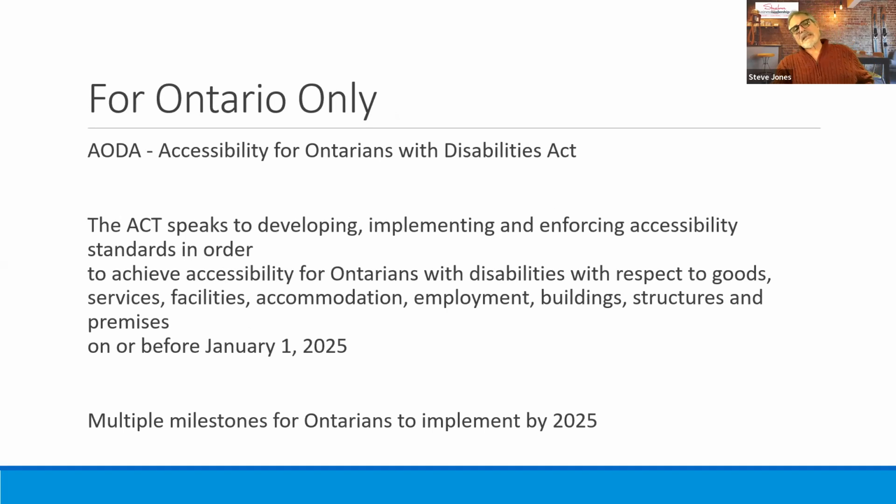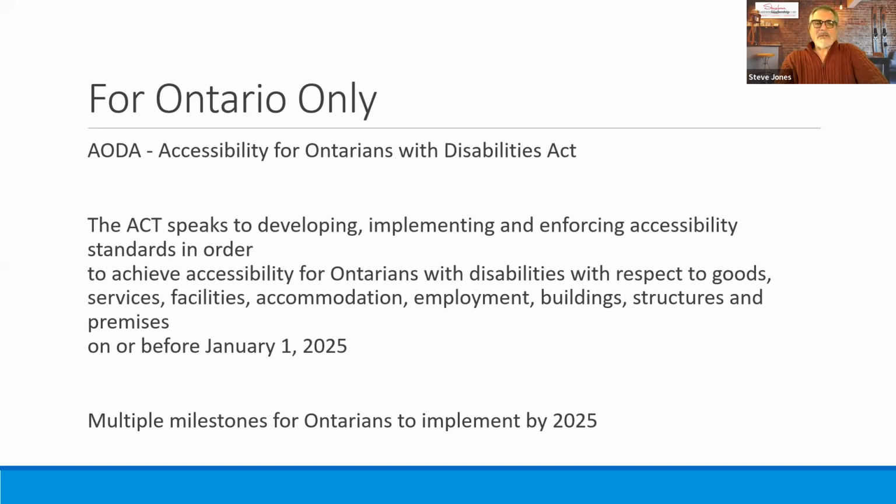Okay, so here's one for Ontario only. This one's called the Accessibility for Ontarians with Disabilities Act. This is probably one of the best and worst pieces of legislation that could exist. I think it's got the best intentions ever. And I think that all governments, since it was introduced back in 2010, really have not supported it well. But we're going to talk a little bit about it so that you understand what the AODA is.